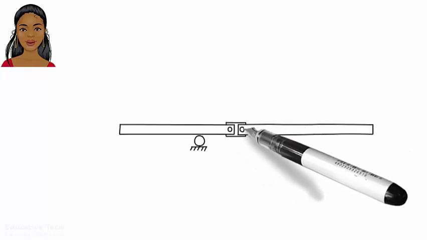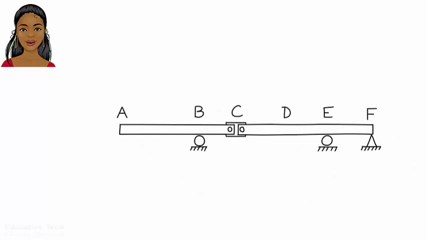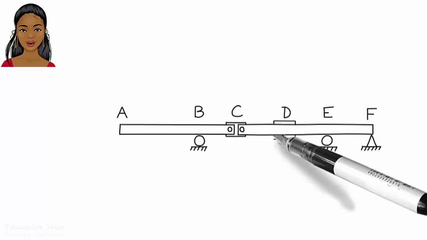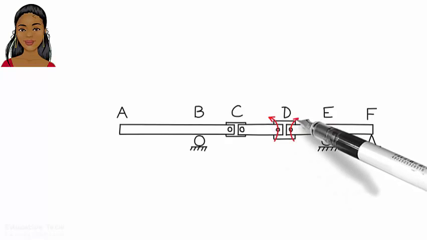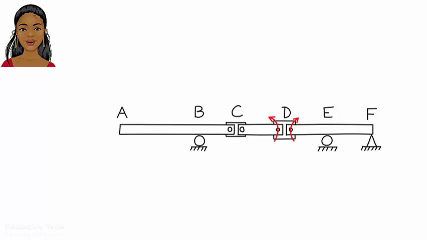Let's consider another example. Draw the moment influence line for point D. Place a fictitious hinge at D. Apply a positive moment to the hinge. Now draw the displaced shape of the beam. The beam is divided into 3 bars, AC, CD, and DF.